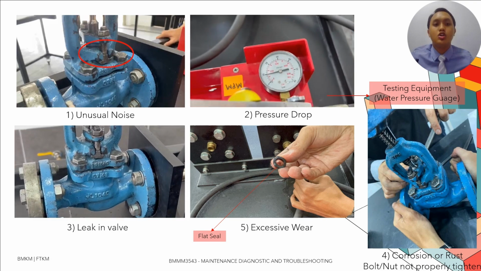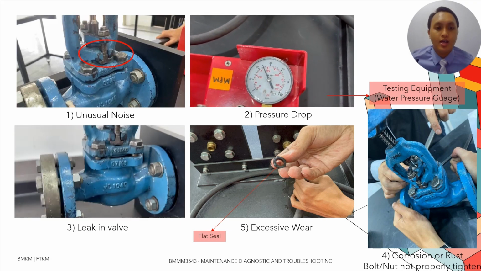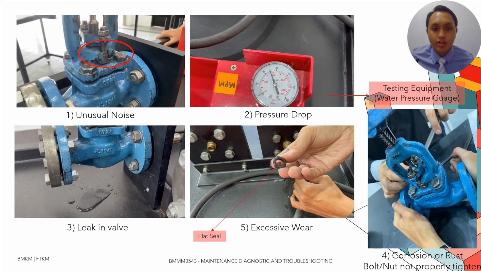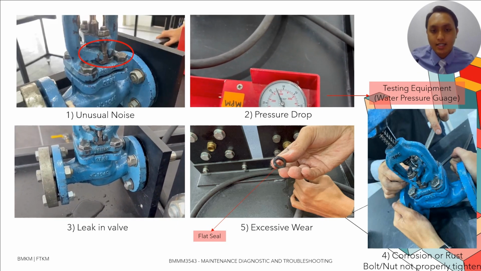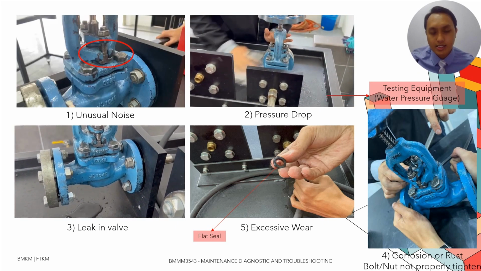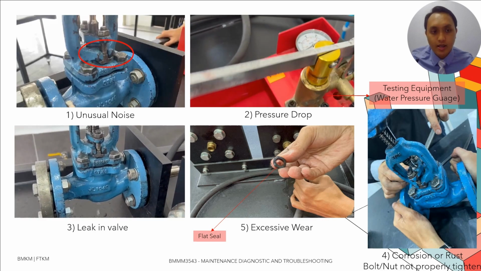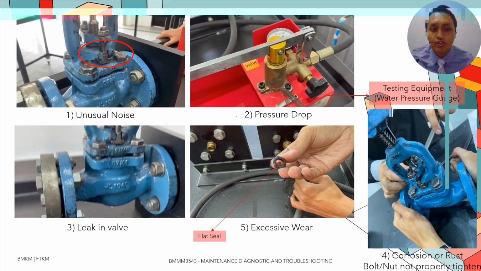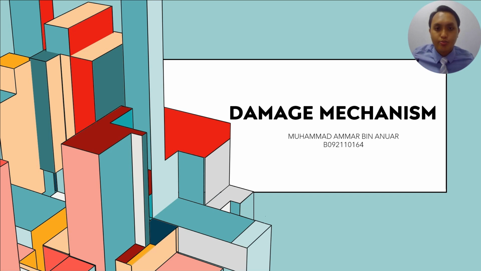After that, students disassembled the valve and found the faulty location, which is the flat seal on the gland press. The gland press is in the medium of the valve. It is already worn and torn. Next, I will talk about the damage mechanism from the symptoms that I have talked about before.